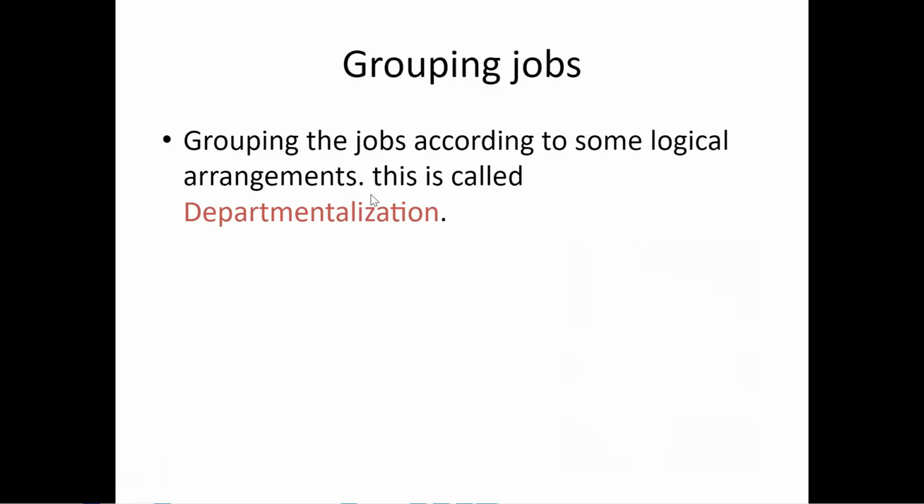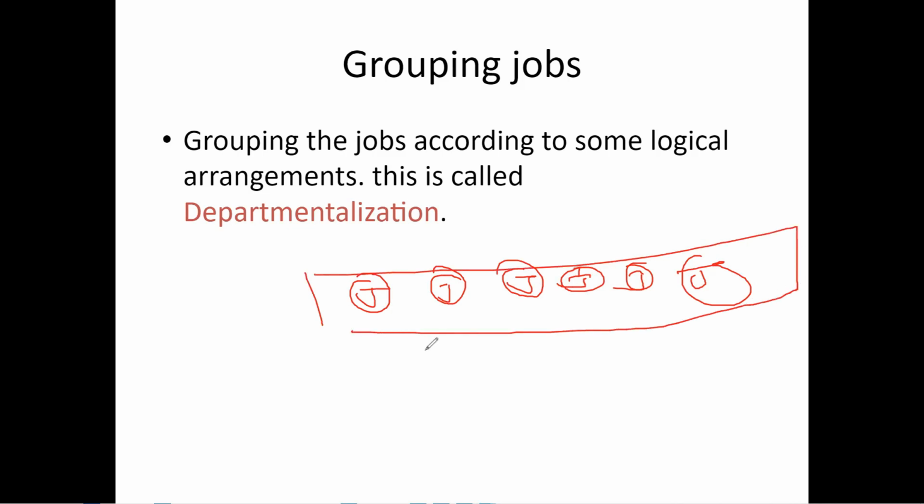Then the next important activity: once you design jobs, you have already designed all the jobs in the organization. Now you need to group the jobs, right? So you have designed several jobs. Let's say this is a job, this is another job, this is a job, this is another job. Likewise, suppose that you are having 6 jobs in your organization. Those 6 jobs need to be grouped.